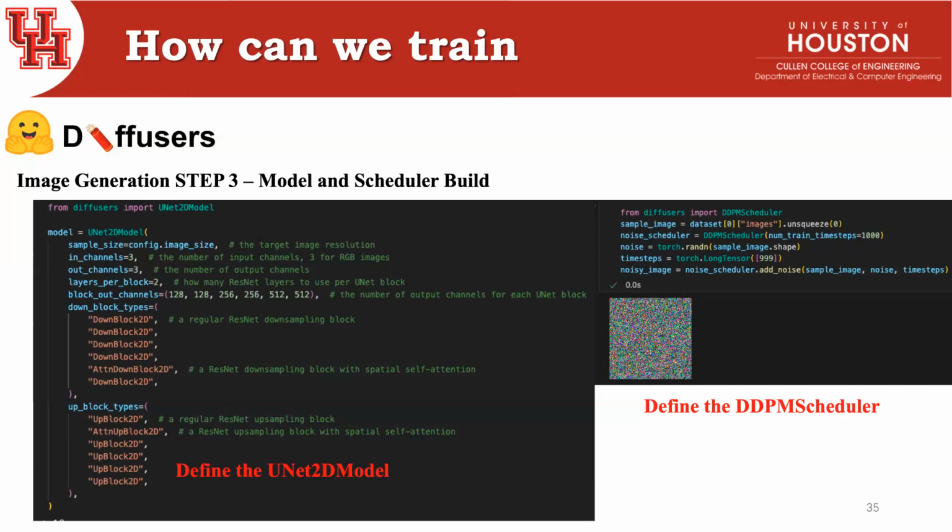So what is a DDPM scheduler? This scheduler is for adding some noise to the original pictures. If you input a time step t and you input this image, it will add the noise like this. I add noise up to a time step of about 1000, and you will get a totally noisy picture.